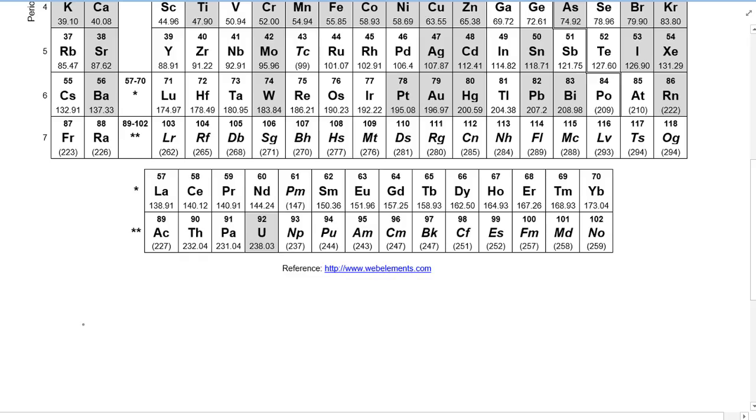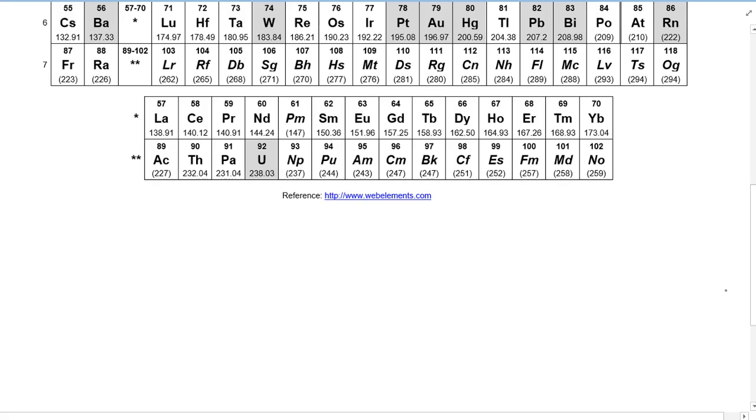Now, to represent valence electrons, we use what's called the Lewis dot formula. In fact, it goes by a number of different names. I'm going to write down some of these words here.